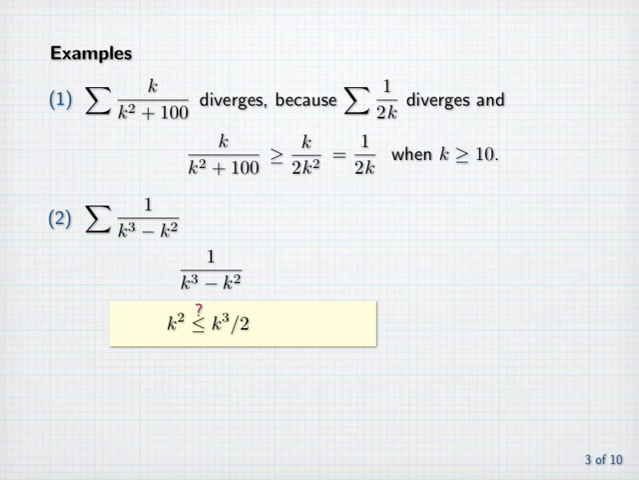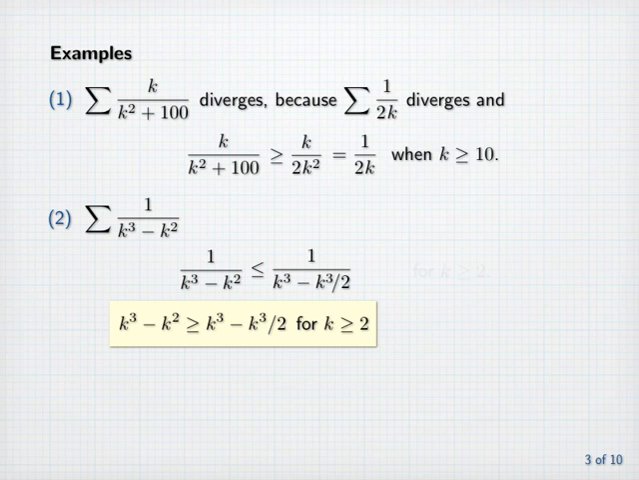In particular, k squared will be less than or equal to k cubed over 2 when k is at least 2. Therefore, minus k squared is greater than or equal to minus k cubed over 2 when k is at least 2. And so our denominator, k cubed minus k squared, is greater than or equal to k cubed minus k cubed over 2 for k greater than or equal to 2. So, when k is greater than or equal to 2, 1 over k cubed minus k squared is less than or equal to 1 over k cubed minus k cubed over 2, which equals 2 over k cubed.